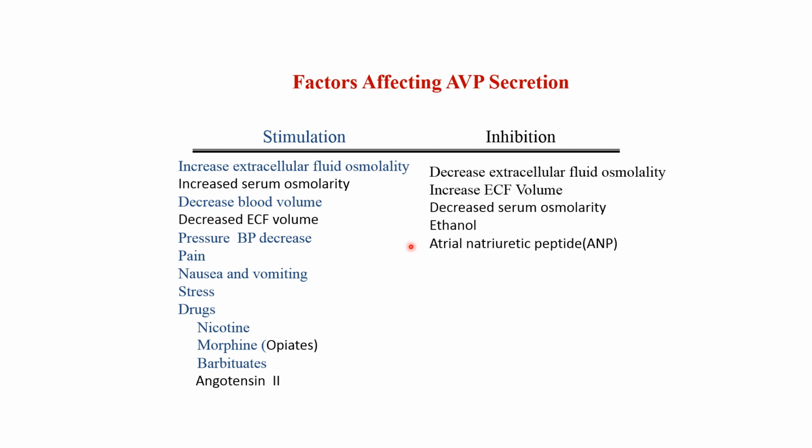It is possible atrial natriuretic peptide also causes inhibition when we have expansion of the ECF. And this is a hormonal mechanism. Atrial natriuretic peptide is released by the atrium whenever we have expansion and stretching of the atrial walls.